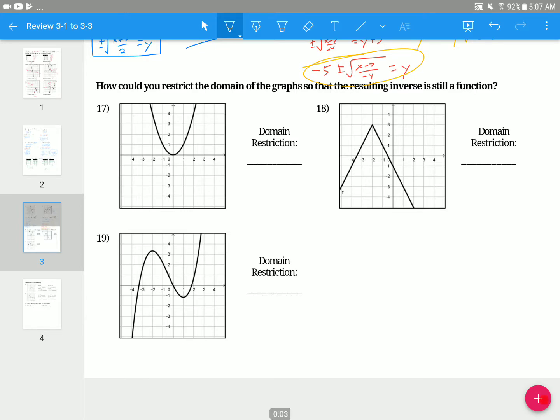Algebraic reasoning review 3.1 to 3.3. How could you restrict the domain of the graphs so that the resulting inverse is still a function? Okay, this is domain restrictions. All right, basically, how are we restricting?